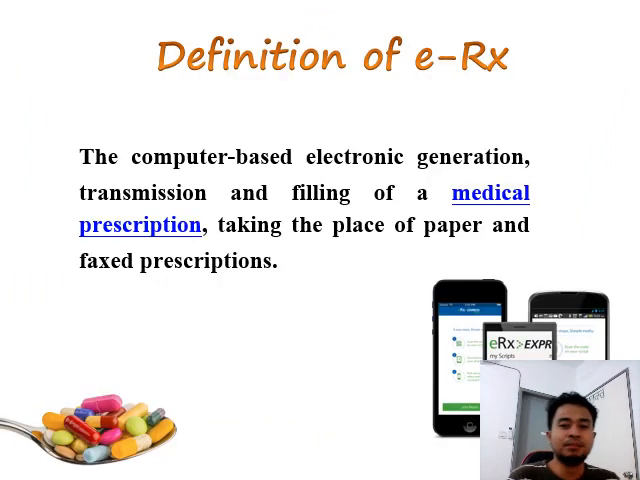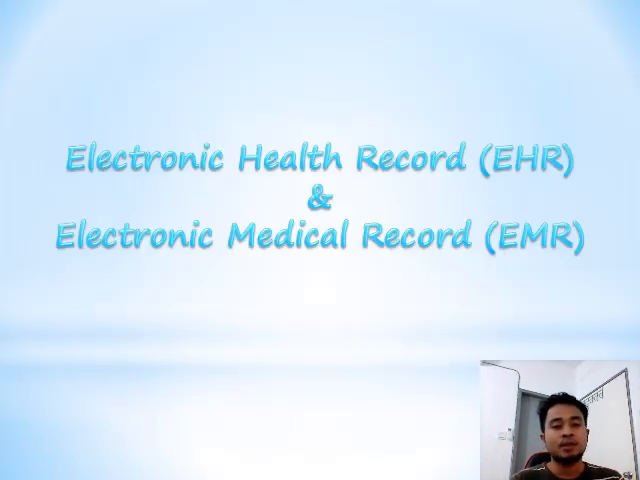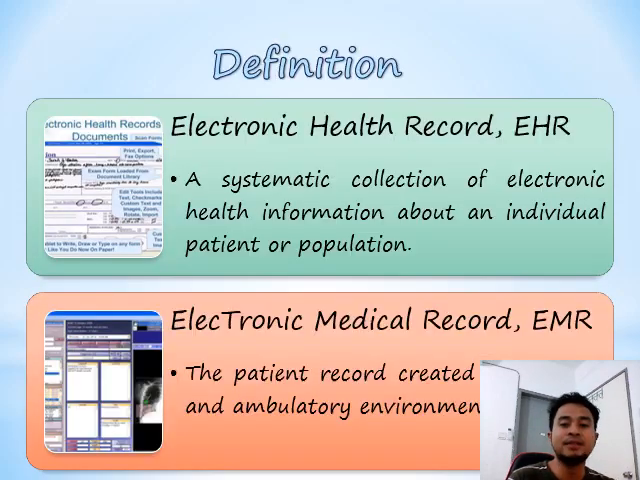Alright, so electronic prescription is again using a computer-based, electronic generation, transmission, and filling of the medical prescription taking place rather than on paper. Now it goes to something like online fax prescription. Right. Another type of definition that you're going to learn right now is about electronic health record and electronic medical record. So what are the differences?